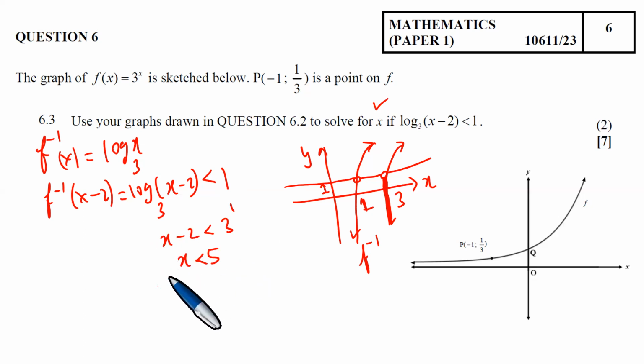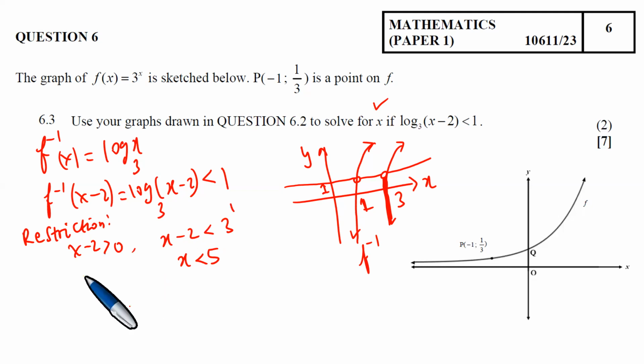But we agree, therefore, that at this point you must also have that x minus 2 is greater than 0 because of the domain restriction of the log function. We take logs of positive numbers, so whatever the argument is, it must be strictly bigger than 0, which means x is bigger than 2. But x is bigger than 2 simultaneously with this inequality.